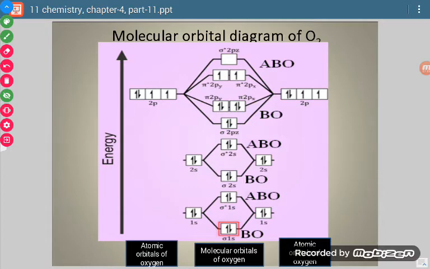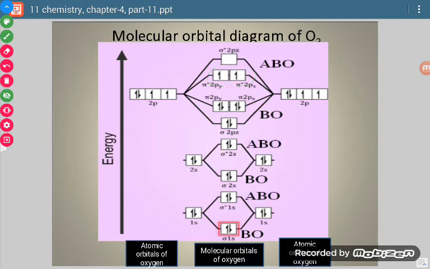Now we can see how many bonding electrons are there, how many antibonding electrons are there. Bonding electrons: 2, 4, 6, 8, 10. 10 bonding electrons, and antibonding electrons 2, 4, 6. So (10 minus 6) over 2 is equal to 4 by 2 is equal to 2. So the bond order value is 2. Now since there is presence of unpaired electrons, this is paramagnetic in nature.